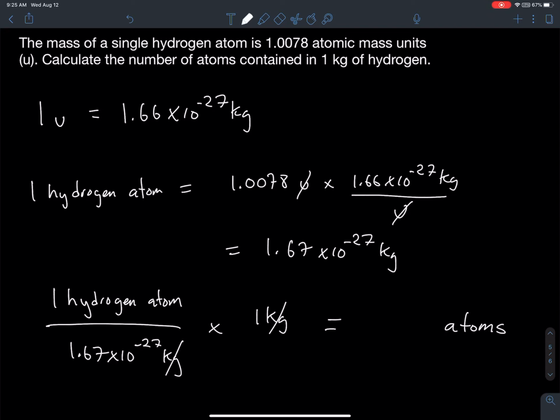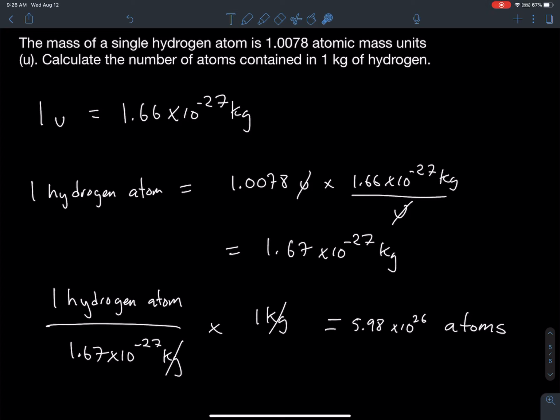This formula is telling me to take 1 divided by that number, and that should give me the answer. So let's quickly do that. I'm left with a big number, 5.98 times 10 to the 26 atoms. I don't even know what prefix that is. That's a huge, huge number.